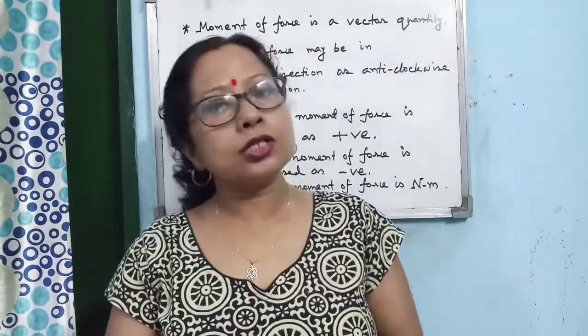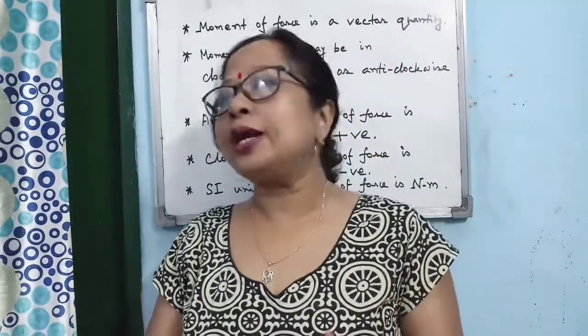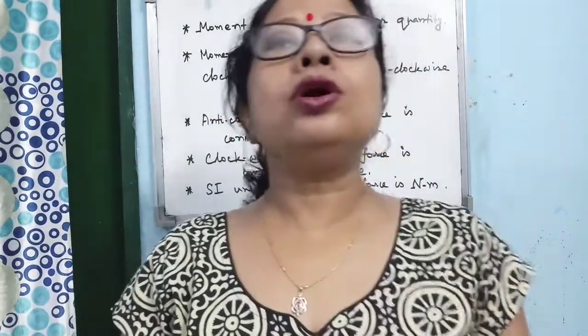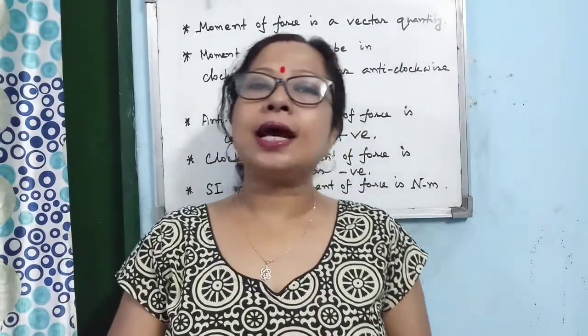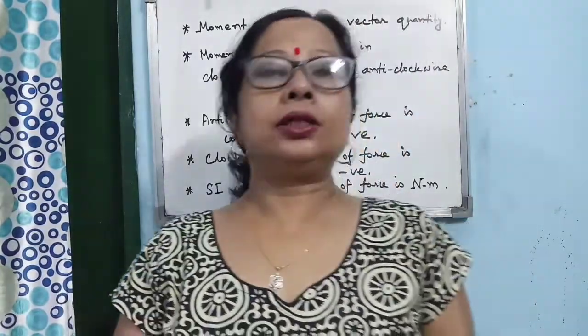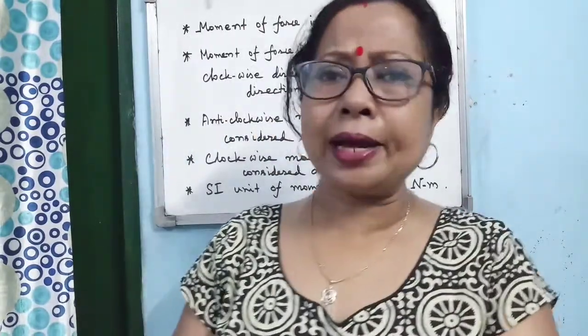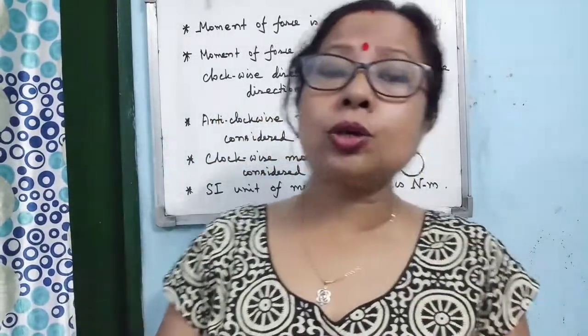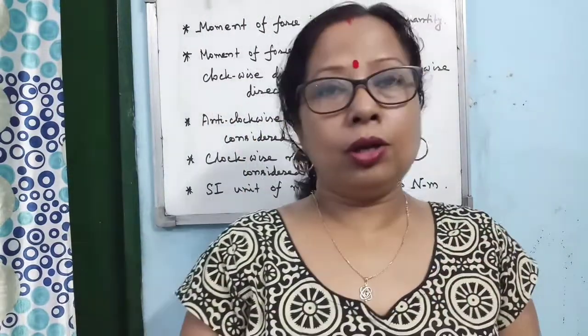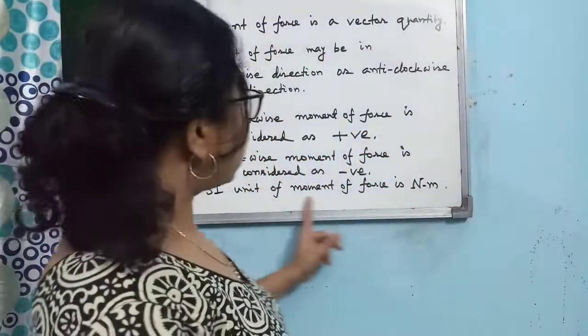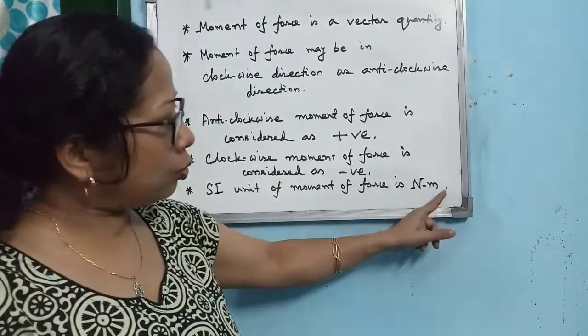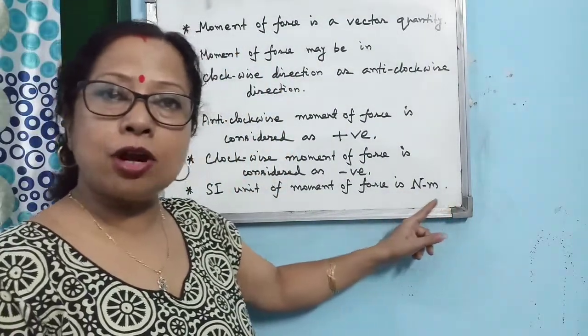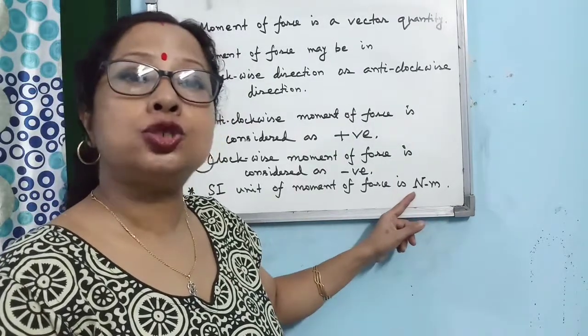Next point regarding the SI unit of moment of force. Already you have studied the work energy power chapter, so now it is becoming easy for me. You know that the work done is equal to force multiplied by displacement, so its unit is also Newton meter, and we say that Newton meter is joule. But in this case, moment of force is Newton meter, but you cannot write this Newton meter as joule.